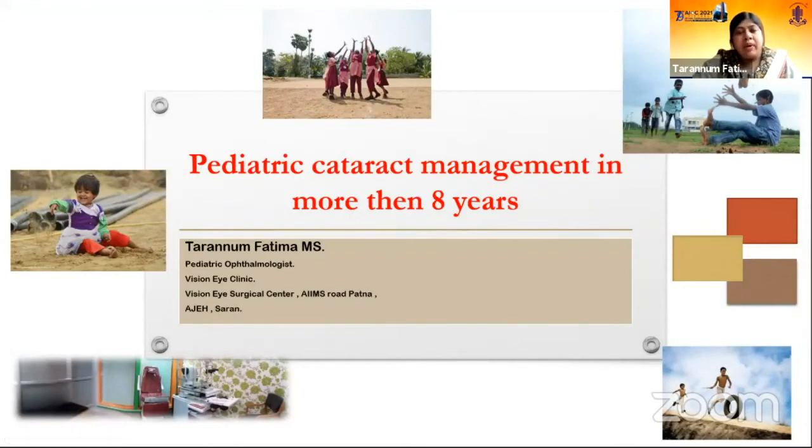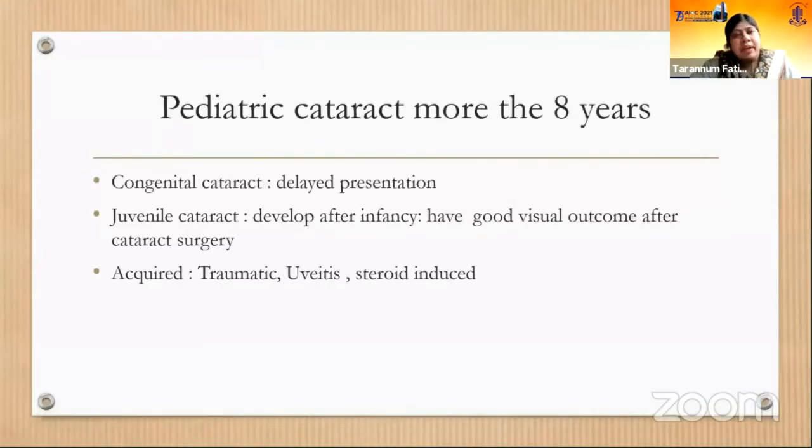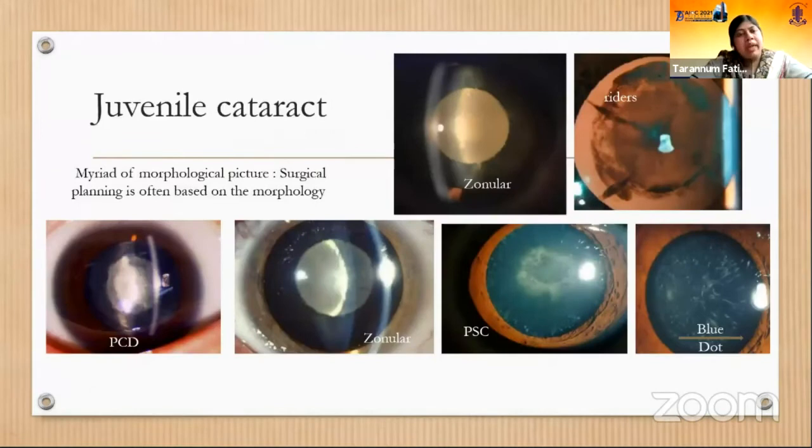Okay. So I'm going to discuss pediatric cataract management in age more than 8 years. Pediatric cataracts in age more than 8 years are usually congenital with delayed presentation, or juvenile cataracts which develop after infancy, and these cataracts have good visual outcome after cataract surgery, or they are acquired cataracts. Juvenile cataracts present with a myriad of morphological pictures, and surgical planning is often based on the morphology.